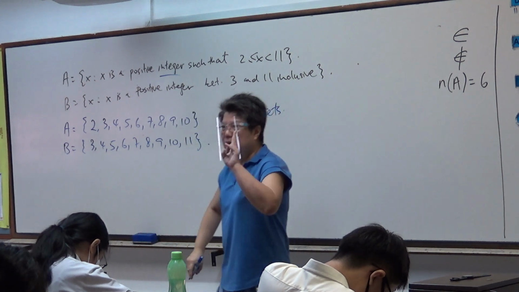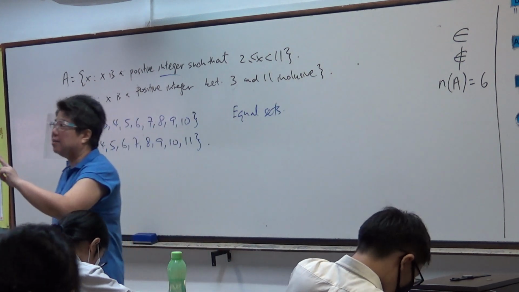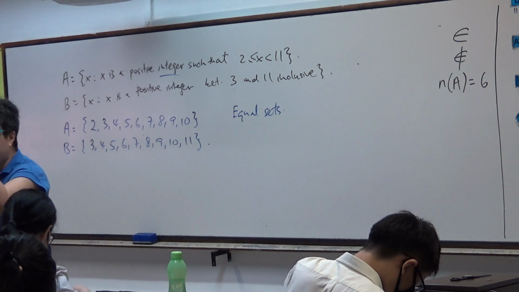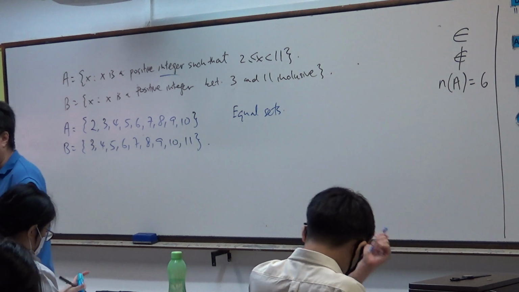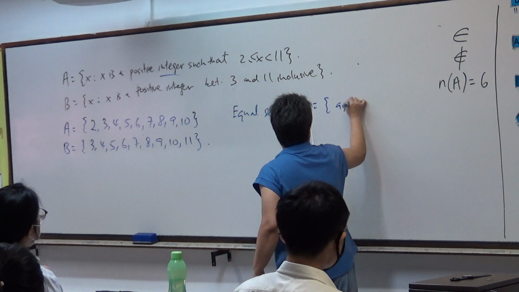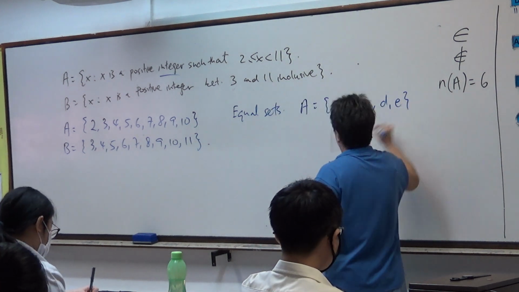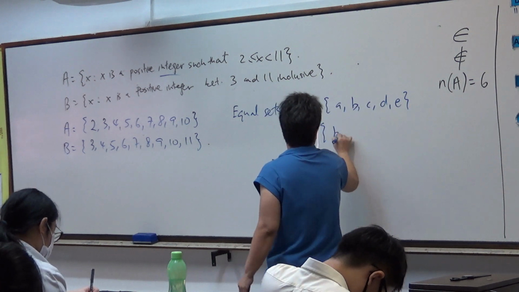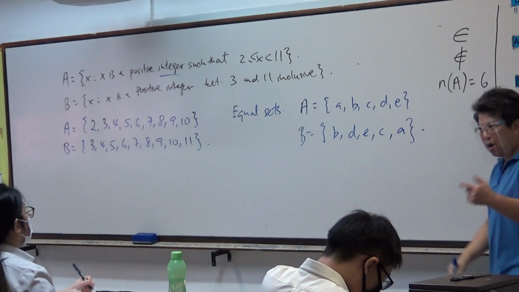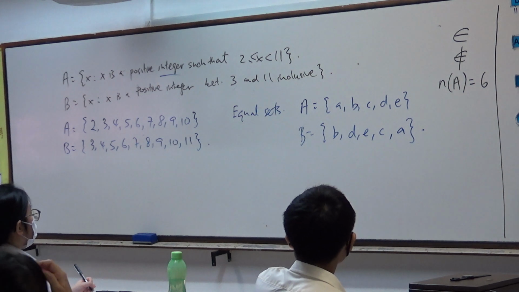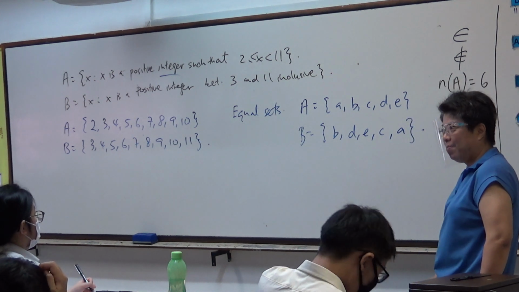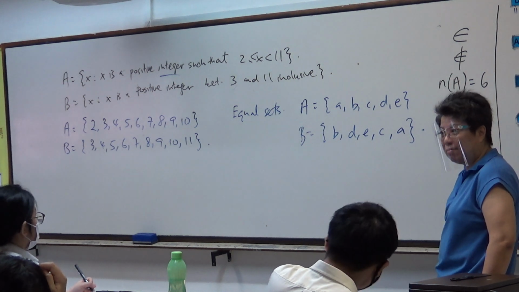Now, 2 sets are equal if they are exactly the same. That means the number of elements must be the same. The elements themselves must also be the same. For example, I have A as this: A, B, C, D, E. I have B as this: B, D, E, C, A. Are they equal? The order is not important. Yes, they are equal.